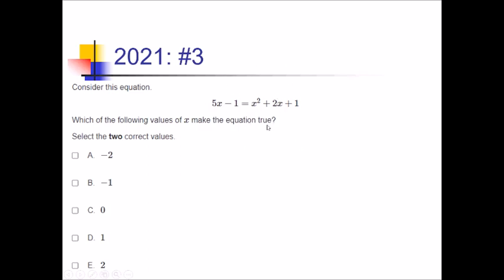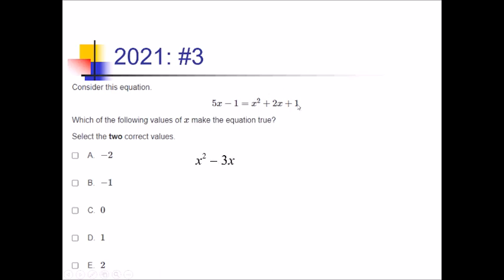But if we want to solve this the old-fashioned algebra way, since this is an x squared, a good idea would be to zero this out, get everything on one side. I'm going to move everything over to the right side just so I can keep my x squared positive. So I'll have an x squared, and then I have a 2x over here. I'm going to subtract a 5x. 2x minus 5x gives me a negative 3x.